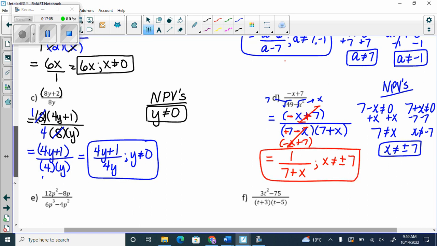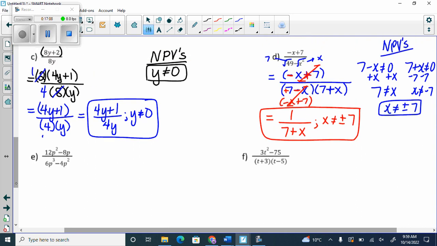Okay, E and F are a little harder. Often the harder ones I find you guys do better because you're like, there's stuff I have to do. So I look at E and F and I see two things sewn together by minus signs. Do you see that? Two things sewn together by minus signs?